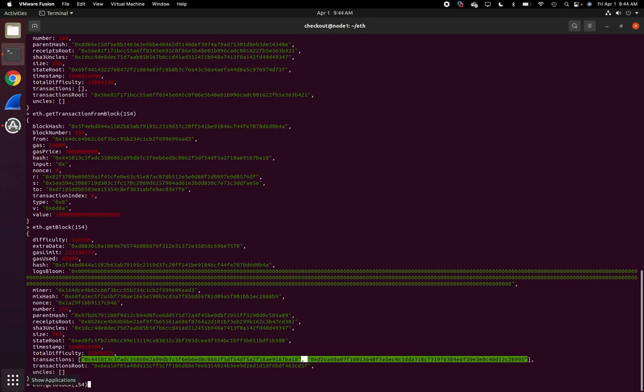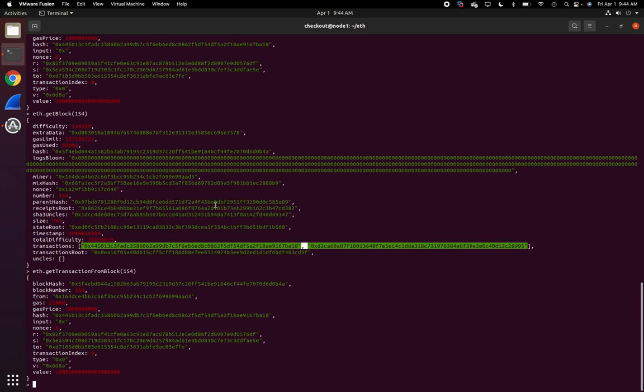Or we could just get the transaction by block number. So we can get transaction from block number 154, or we can get transaction and copy the hash string.